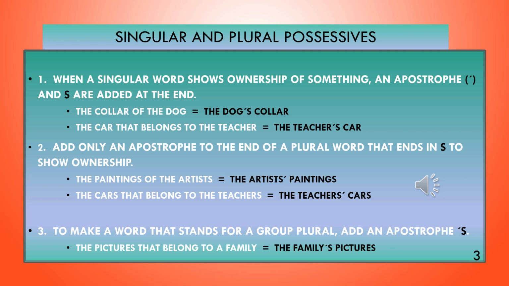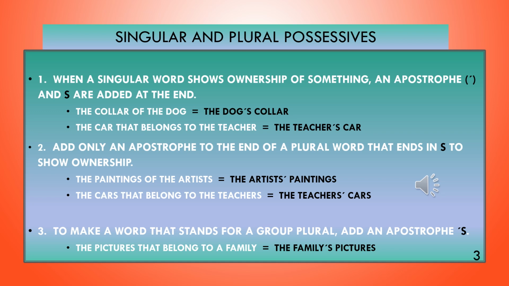The car that belongs to the teacher is going to be the singular possessive, the teacher's car. It means that the car belongs to the teacher. The teacher is the owner of the car. Number 2, you're going to add only an apostrophe to the end of a plural word that ends in S to show ownership.